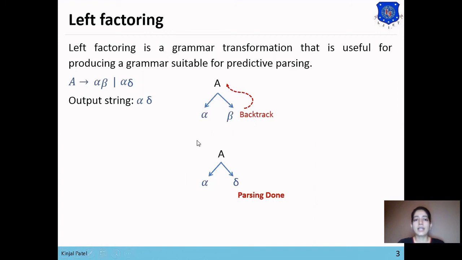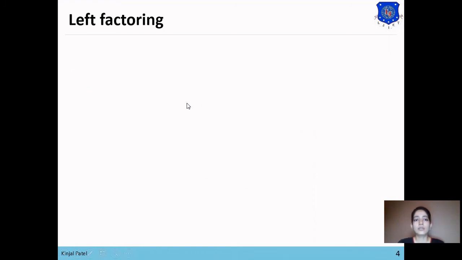So you can see that because of this common prefix, the parser cannot select the proper alternative and needs to backtrack and parse the same string again. So to reduce the time complexity, we perform left factoring in a grammar. The rule to perform left factoring is: A produces alpha beta or alpha delta.